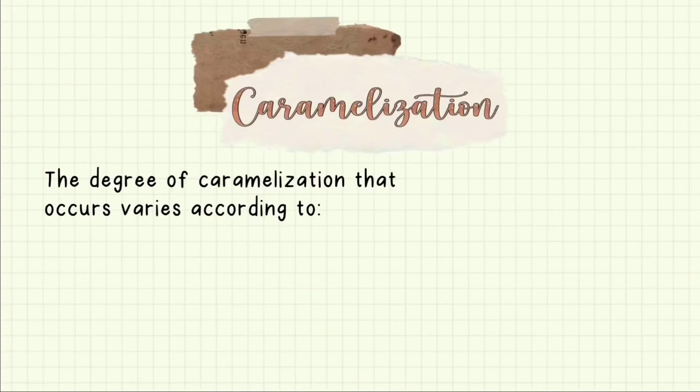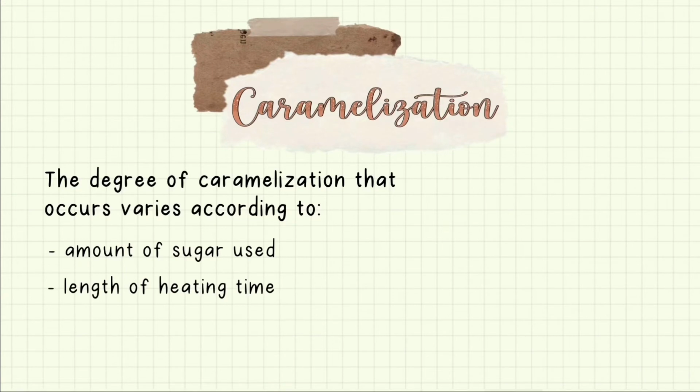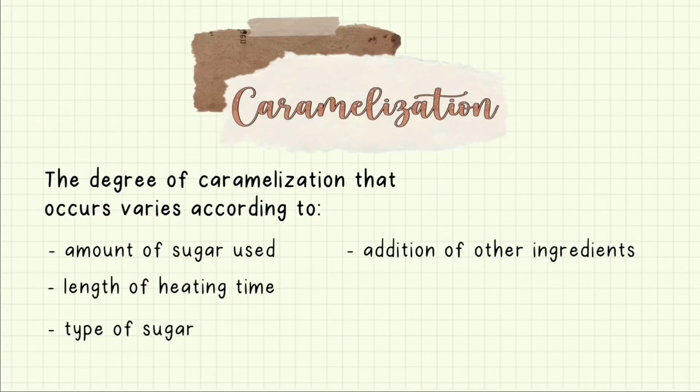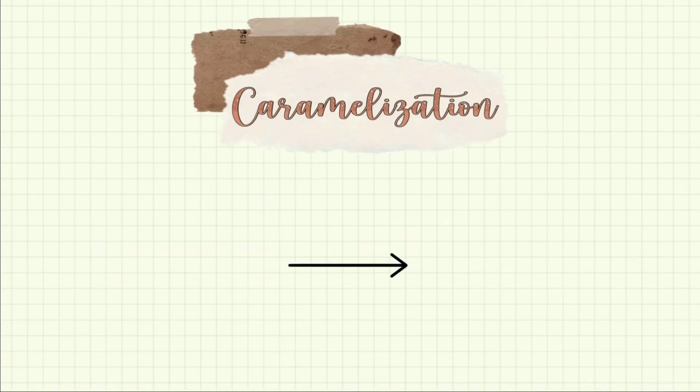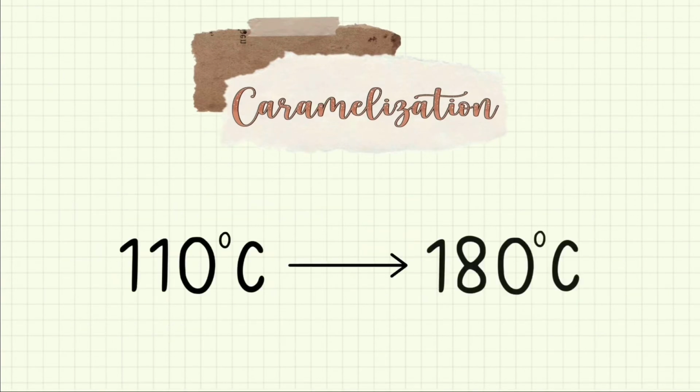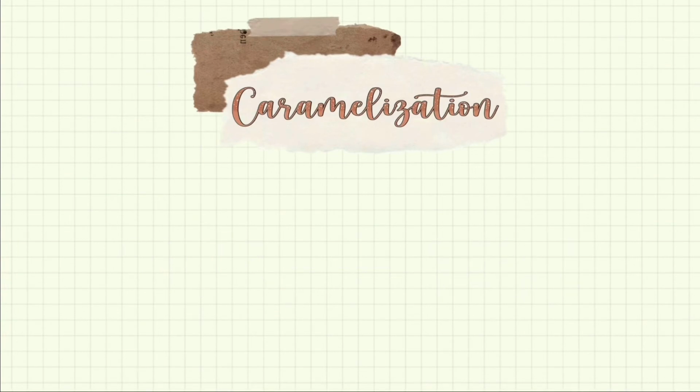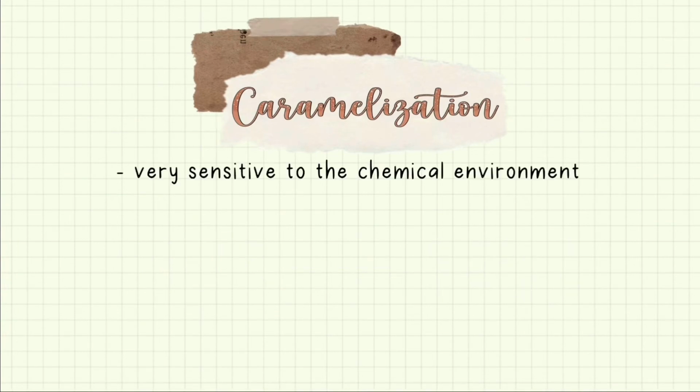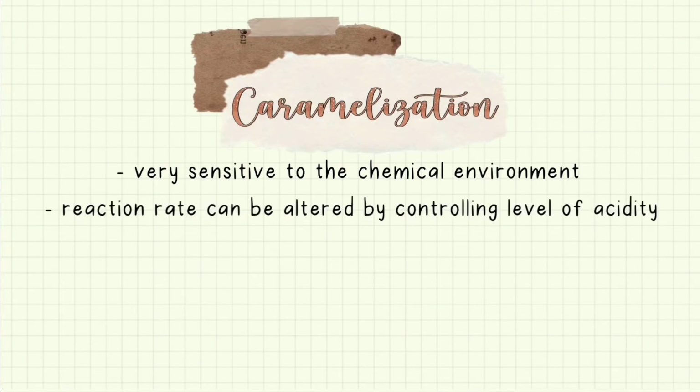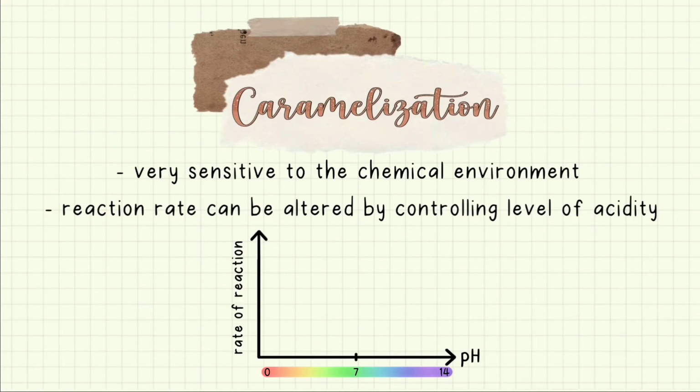The degree of caramelization that occurs varies according to the amount of sugar used, the length of heating time, the type of sugar, the addition of other ingredients, and the temperature the sugar reaches. Caramelization temperatures vary from 110 all the way to 180 degrees Celsius. Caramelization reactions are also very sensitive to the chemical environment. The reaction rate can be altered by controlling the level of acidity. The rate of caramelization can be accelerated under both acidic and basic conditions. The rate of caramelization is generally lowest at near neutral acidity.